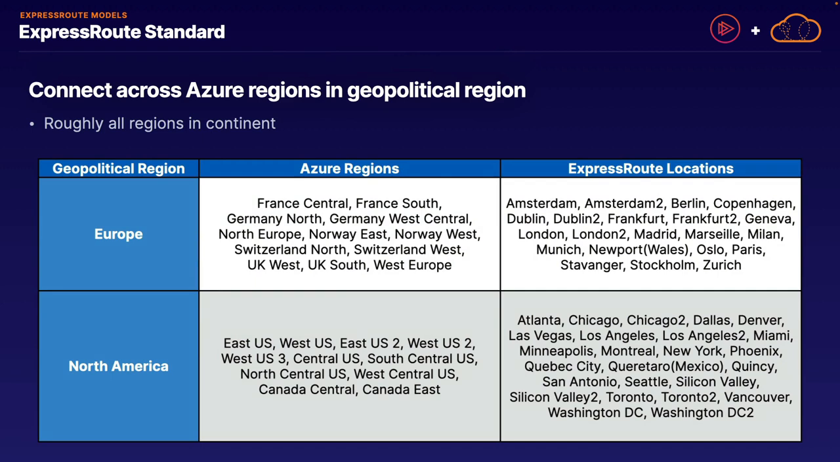For example, we have the Europe and the North America geopolitical region when working with ExpressRoute Standard. And if we take a look at the available regions in each of those geopolitical regions, the Europe region gives us access to essentially every Azure region within the continent of Europe, and the North America geopolitical region gives us access to all of the Azure regions in both the United States and Canada that you can see there. And on the right side, we have the city locations, which host the Microsoft Edge routers we are connecting to as our hopping off point into the Microsoft network. And you can see we have a wide variety of cities within those specific geopolitical regions that you can see there.